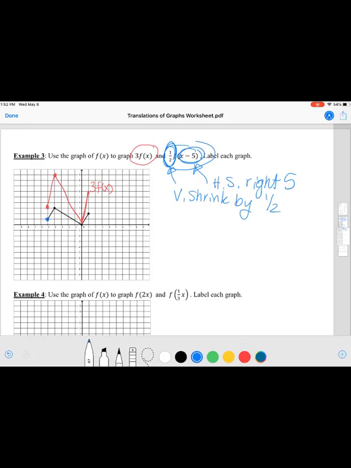So if I look at this first point right here, I have the point -5, 1. First, I'm going to move it to the right 5 places. So I have 1, 2, 3, 4, 5. And then I'm going to cut it in half. So my vertical height right here is 1, so my point's going to be at 1/2. Then I look at this point right here. This is the point -4, 3. I'm going to move everything over 5. 1, 2, 3, 4, 5. And then I'm going to cut my height in half. So instead of being at 3, I'm going to be at 1.5.